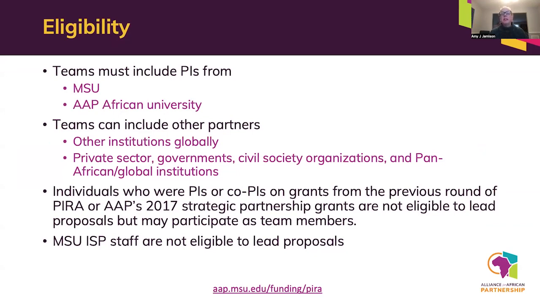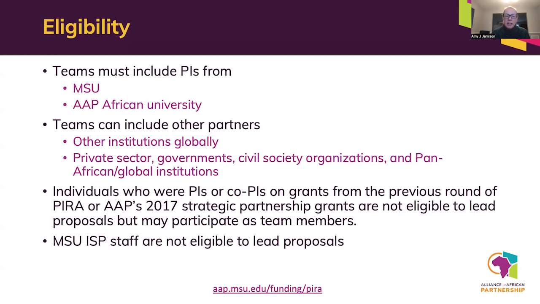Next slide. Speaking a little bit about the eligibility, who can apply and who is eligible to be on teams. The minimum for a team would include a PI from MSU and an AAP African member institution. Each team must include both those 2 people, but teams can include other partners. This is other institutions globally, private sector, government, civil society organizations, and Pan-African global institutions. They are also welcome to be on the proposal as a team member, or to have a PI from those partners, as long as they have a PI from MSU and an AAP African member.